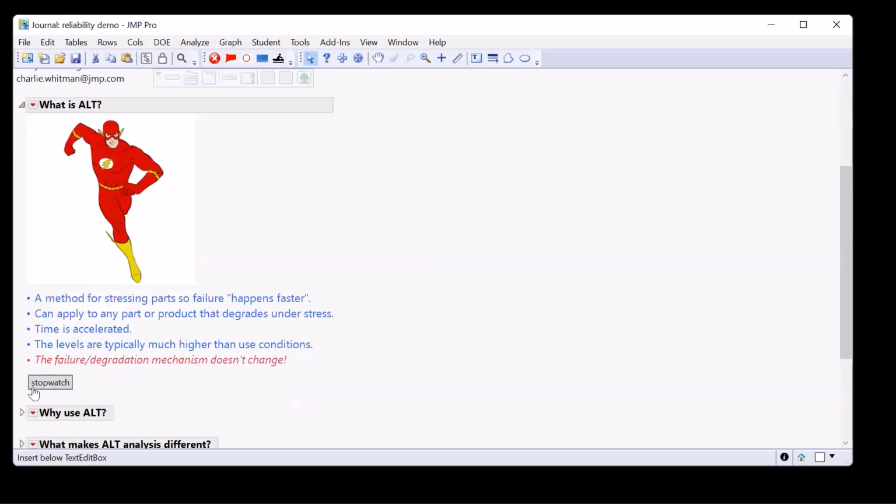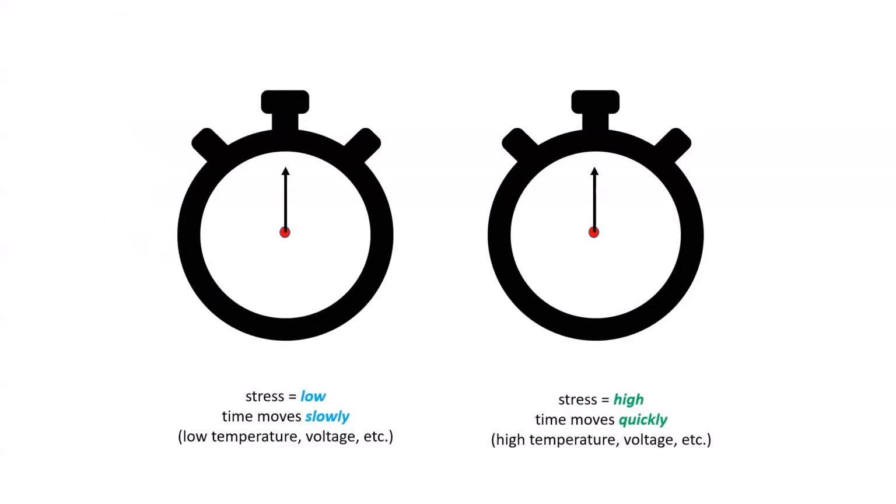So just to demonstrate what I mean by the stopwatch here, the accelerated time. Here we have a couple of stopwatches, and the one on the left is for low stress, and the one on the right is for high stress. If I start the clocks, you can see that the high stress time is just moving more quickly. I can show you what that's going to imply in some examples coming up here. But this is the bottom line. All we're doing with the higher stress is making the clock run faster.